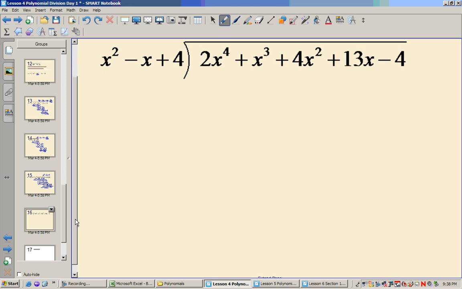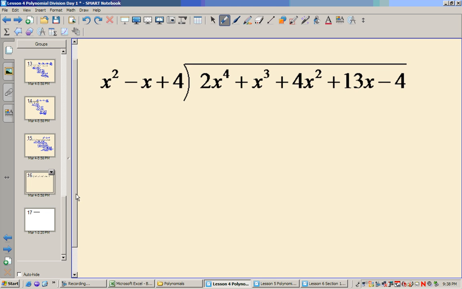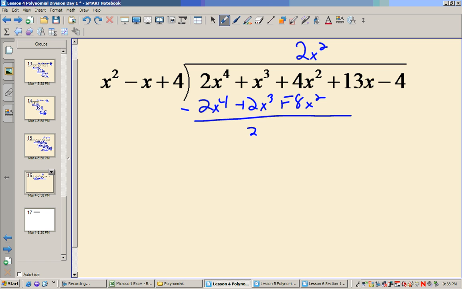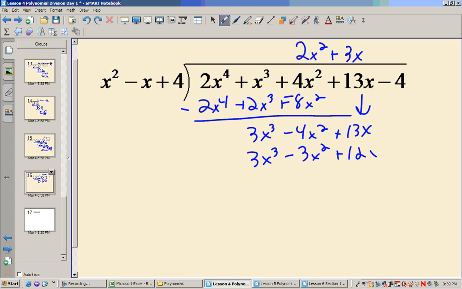Try this one on your own, see how well you do. It goes in 2x squared times, leaving 2x to the fourth minus 2x cubed plus 8x squared. When I subtract, that changes all the signs, leaving 3x cubed minus 4x squared plus 13x. Dropping that down. So this becomes 3x. When I multiply across, plus 12x. Subtracting will change all the signs, leaving negative x squared plus 1x minus 4.